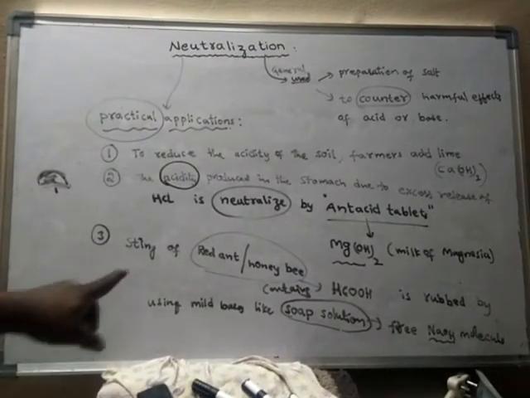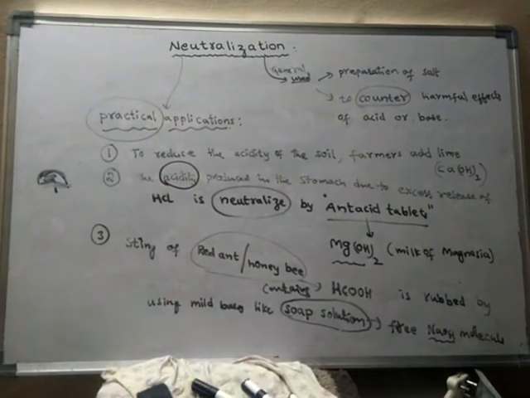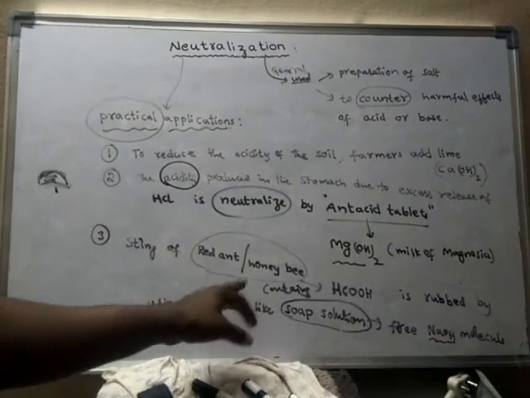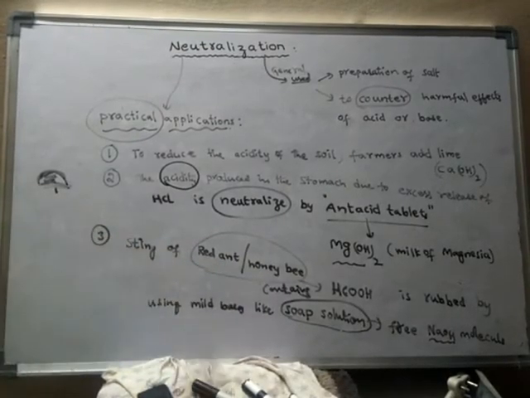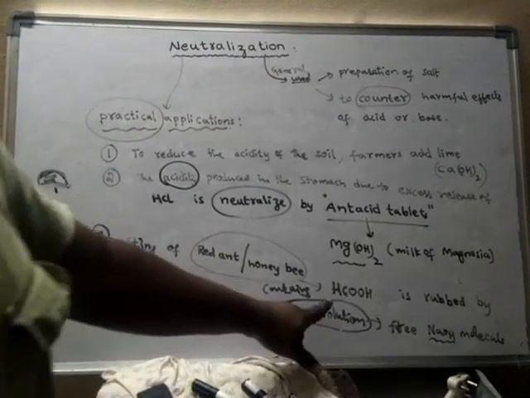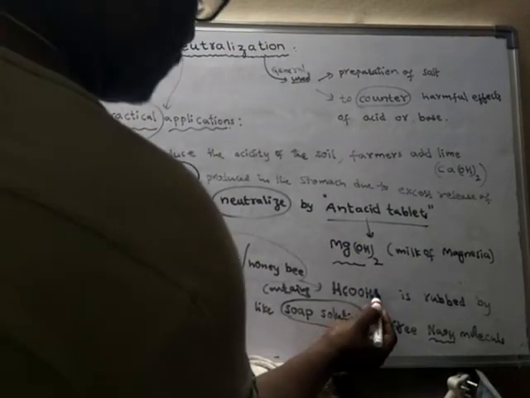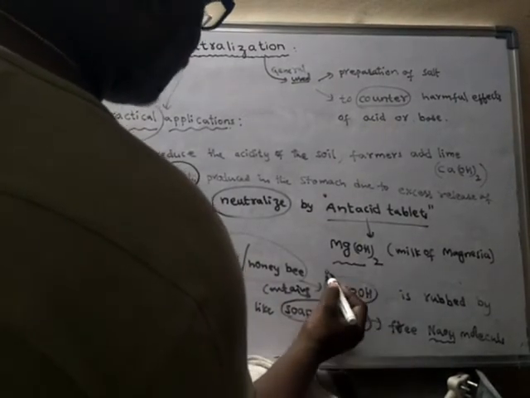In competitive exams, questions will be asked like this. The sting of the honeybee or red ants contains what? Remember that it contains formic acid, HCOOH. So what is the name of this one? Formic acid.